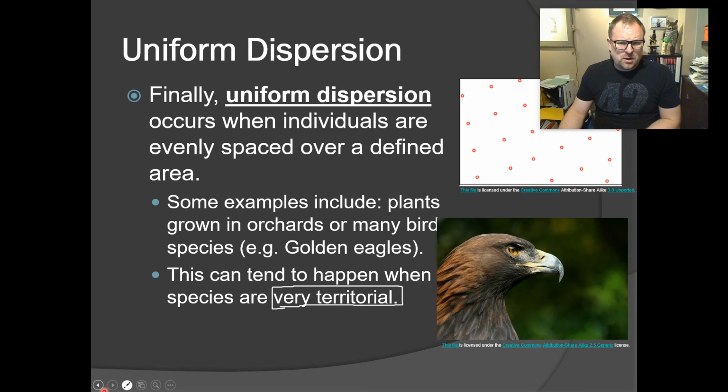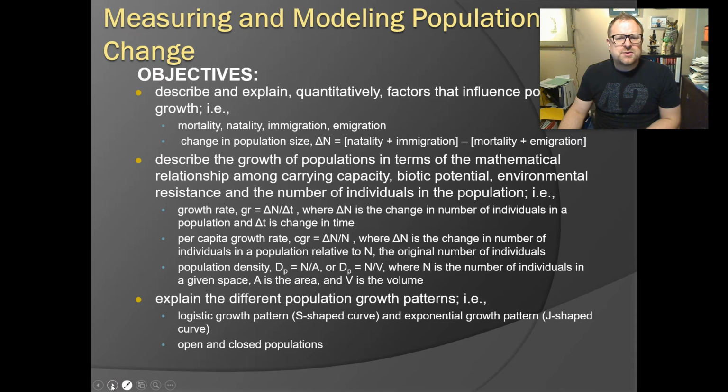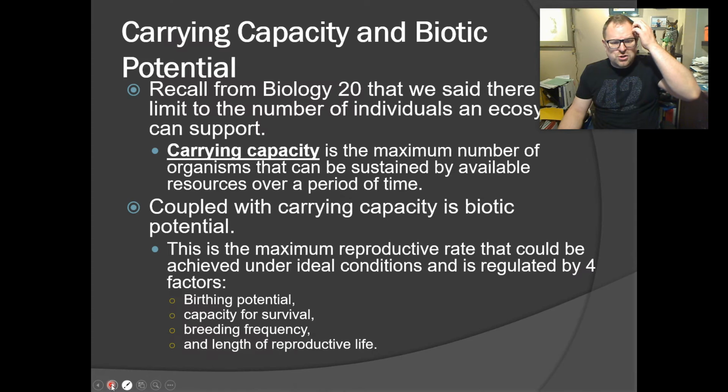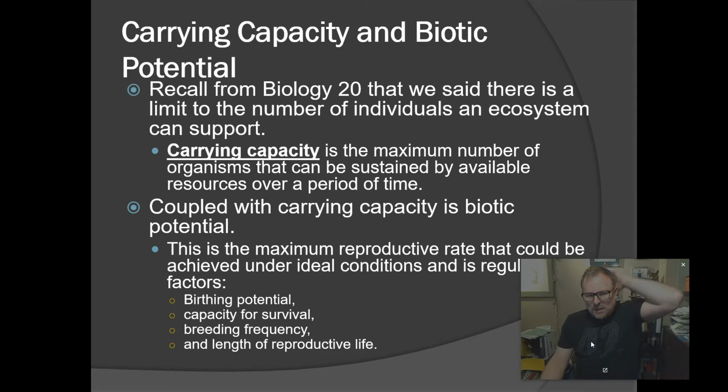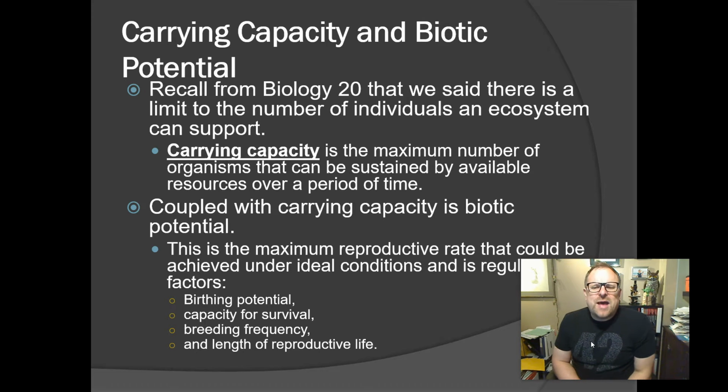I'm going to continue on to the next slide here, which is how we're going to start to measure and model population changes. So in Bio 20, we said there was a limit to the number of individuals an ecosystem can support. And we called that the ecosystem's carrying capacity, the maximum number of organisms that can be sustained by available resources in a given period of time.